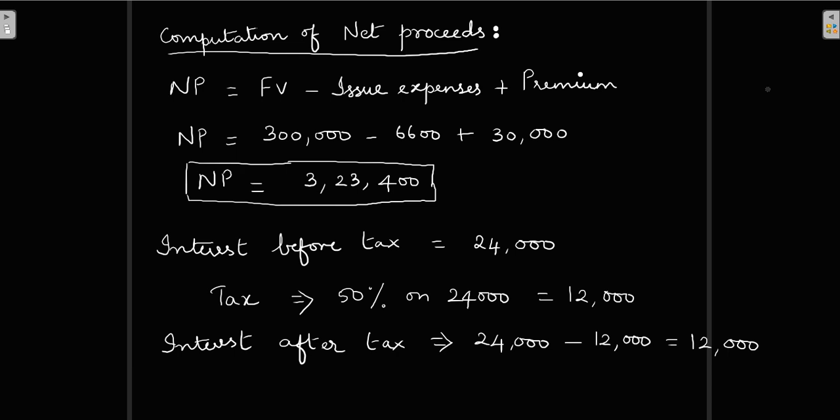Computation of net proceeds. Since we have issued the debentures at a premium, face value minus issue expenses plus the premium on securities. So the net proceeds is 3,23,400. Interest before tax is 24,000. Tax is 50% on the interest before tax, which is 12,000. So interest after tax is 12,000.